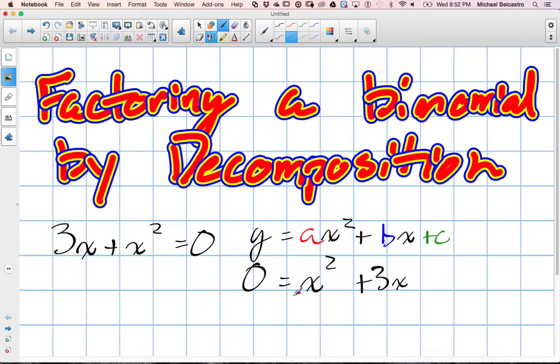Our a value is whatever number is here, and that's the 1. Our b value is the 3, but for our c value, there's nothing there. So what number represents nothing? 0. I'm going to show you after that the easiest way to do this is to common factor. But maybe you don't see that. Doesn't mean we can't still use the method we normally use.